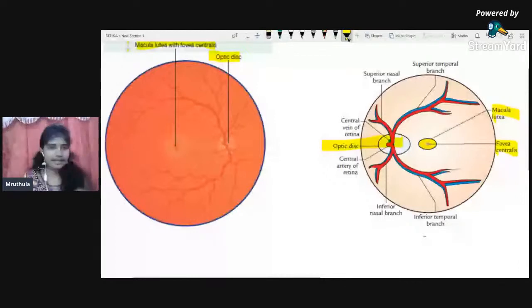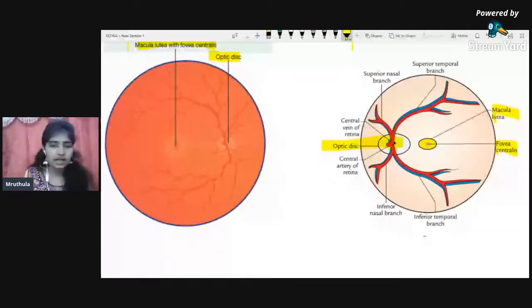The optic disc is important for two things. One is the entry of the central retinal artery, and the other is the exit of the optic nerve, the point where the optic nerve formation occurs. So these are two significant things in the optic disc. Here we are talking about the central retinal artery. I'm showing it on the right side picture. This point, the optic disc, is where the retinal artery comes in.